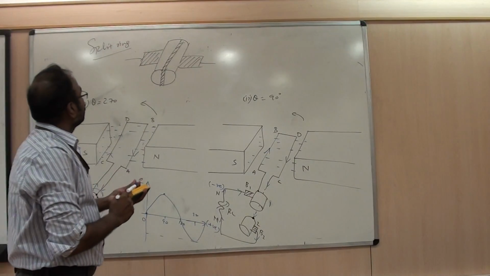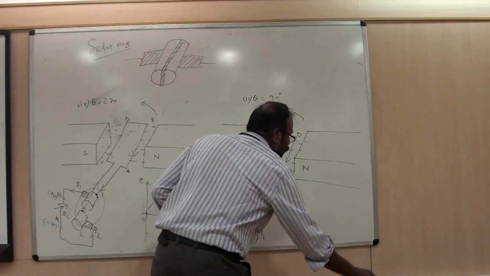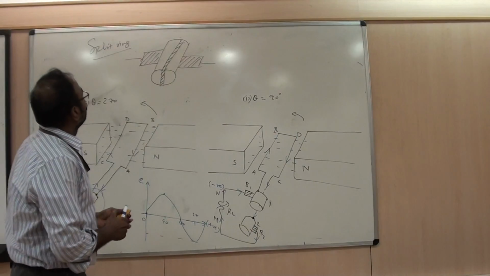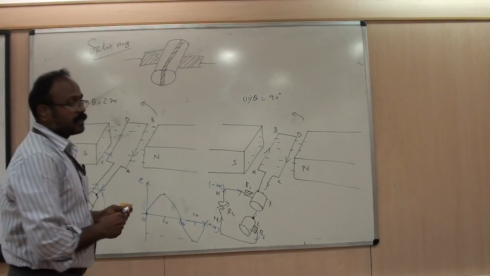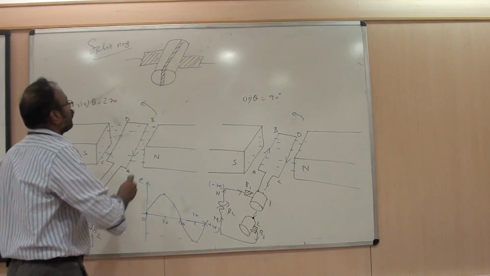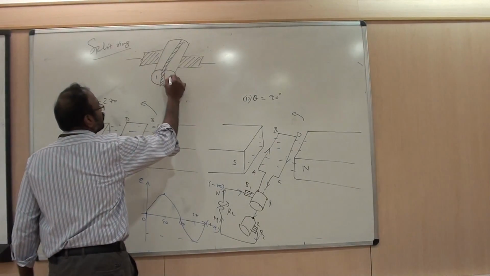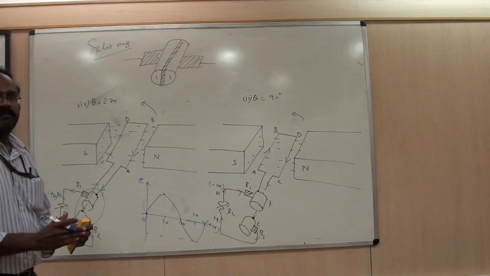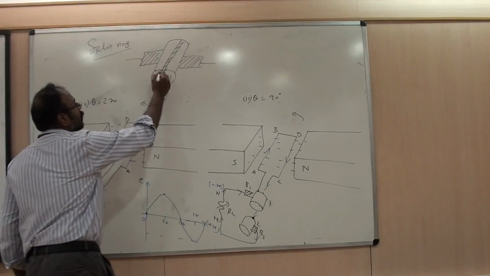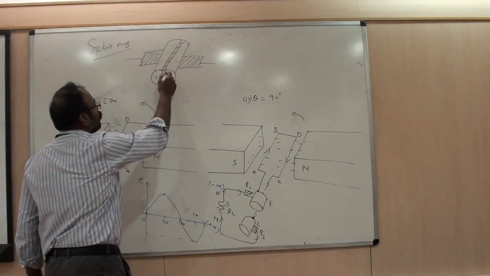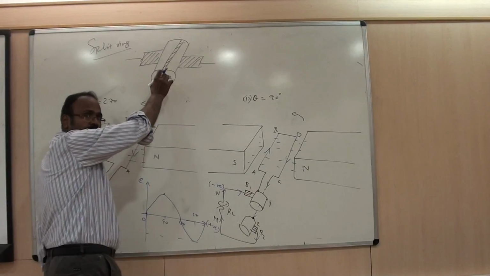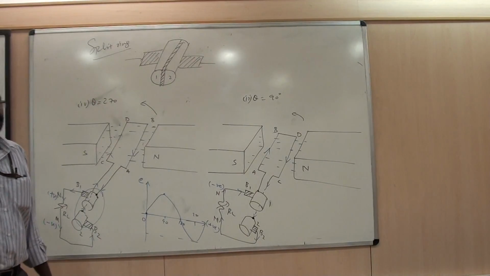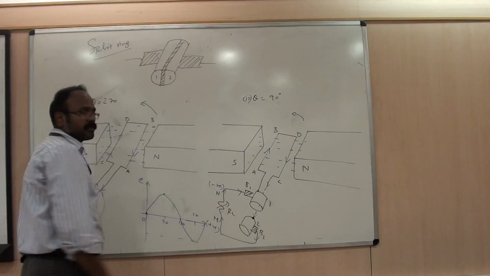A split ring is nothing but a cylindrical shaped ring which is cut into two halves, called segments. Here there are two segments. These two segments are combined physically with the help of mica in between. So they are physically intact, physically in contact, but they are electrically isolated. There is no electrical connection between the two segments.